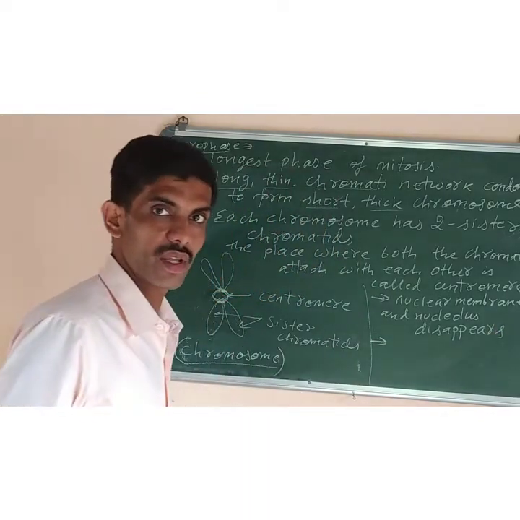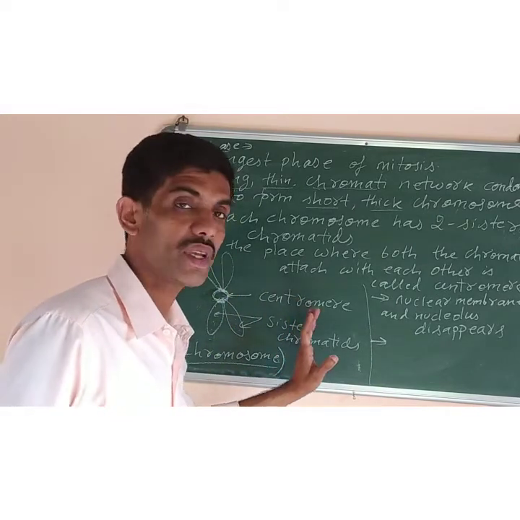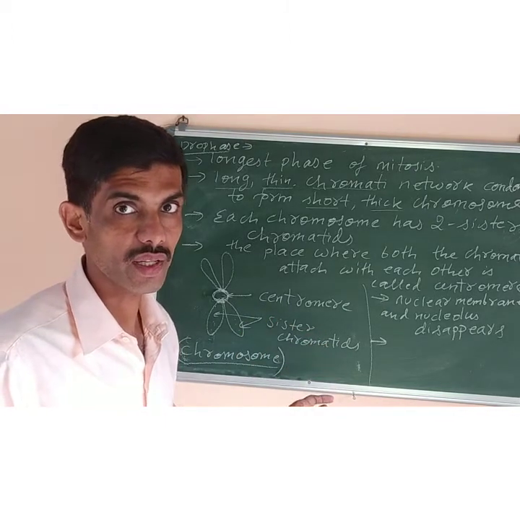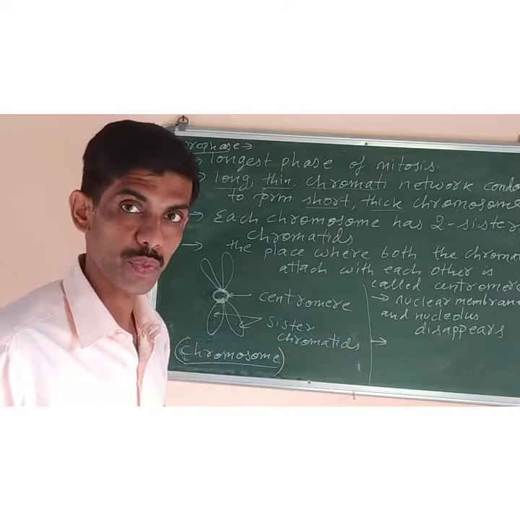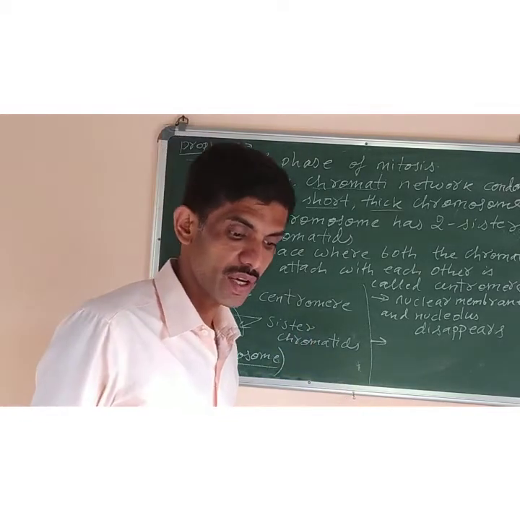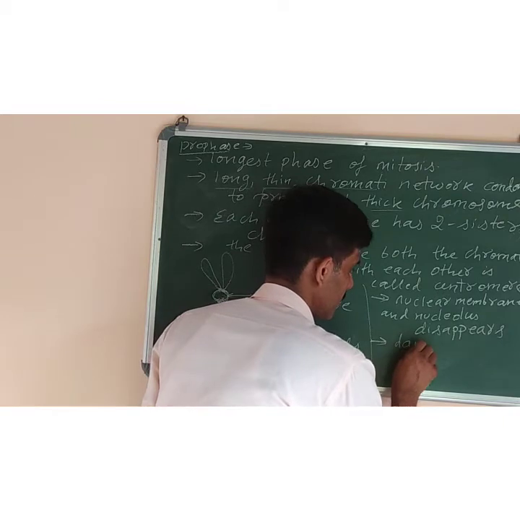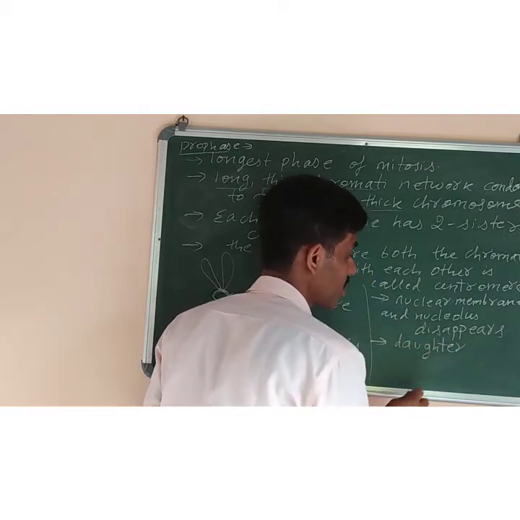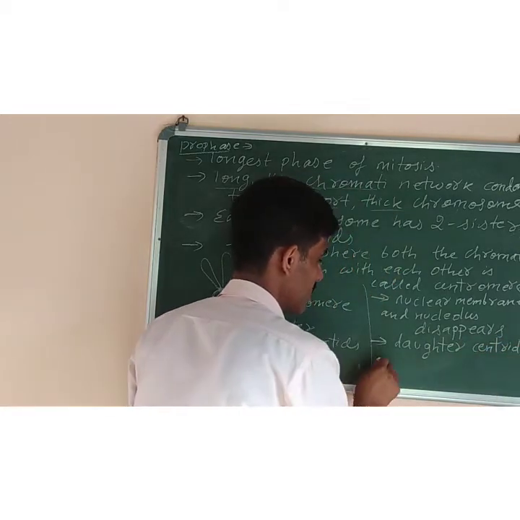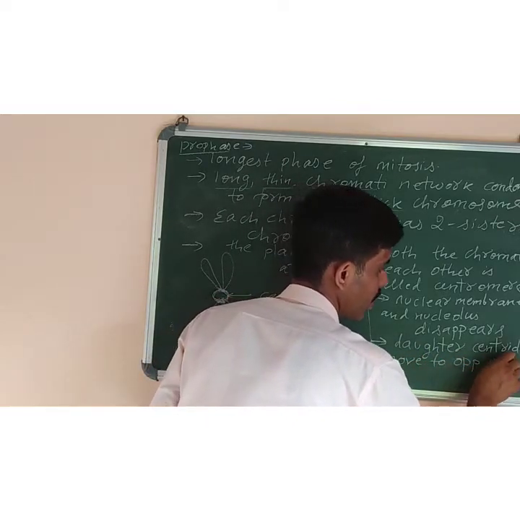Then one more point, the centrosome. We have already said that the centrosome is an important cell organelle found only in animal cells. It is located near the nucleus and it helps in the formation of spindle fibers which are needed for cell division. So this event: the daughter centrioles start moving towards the opposite poles. Because one centrosome divides to form two centrioles, the daughter centrioles move to opposite poles.